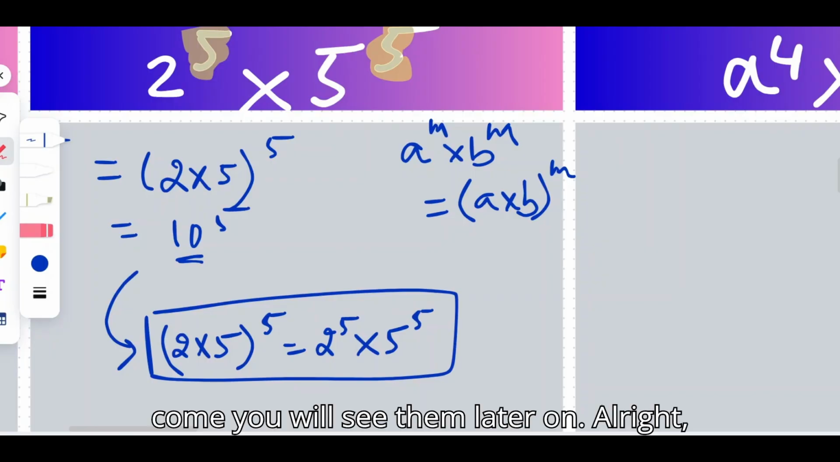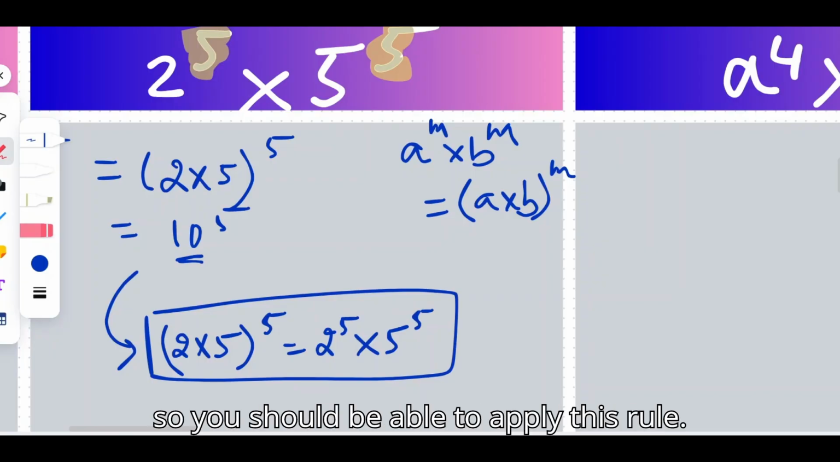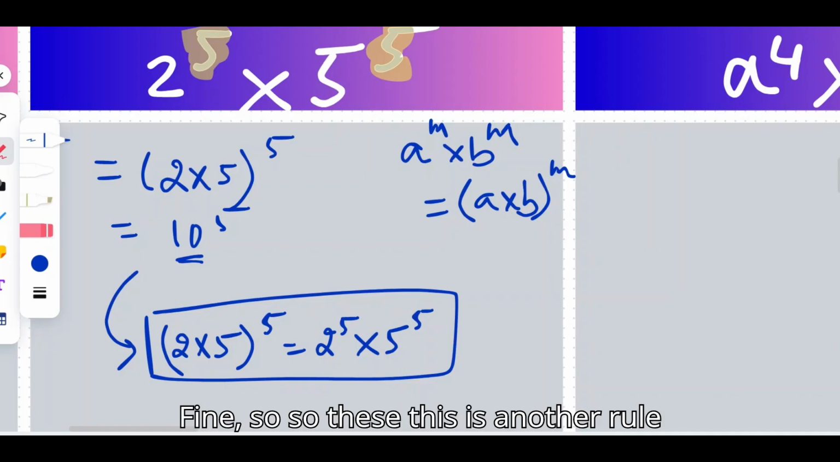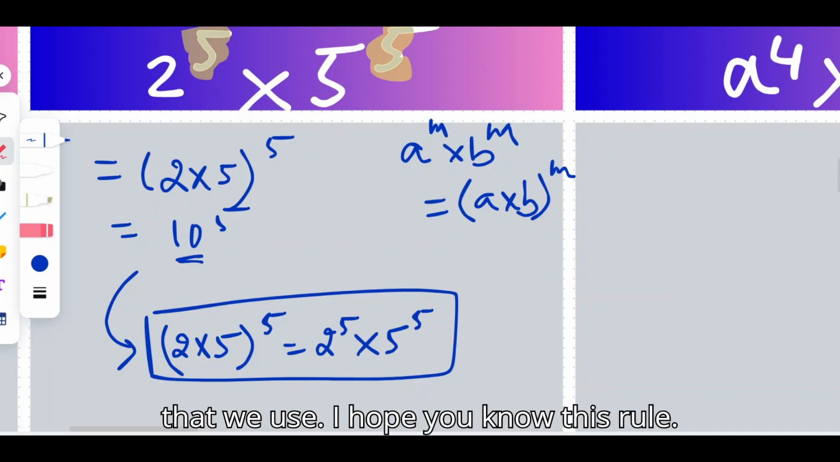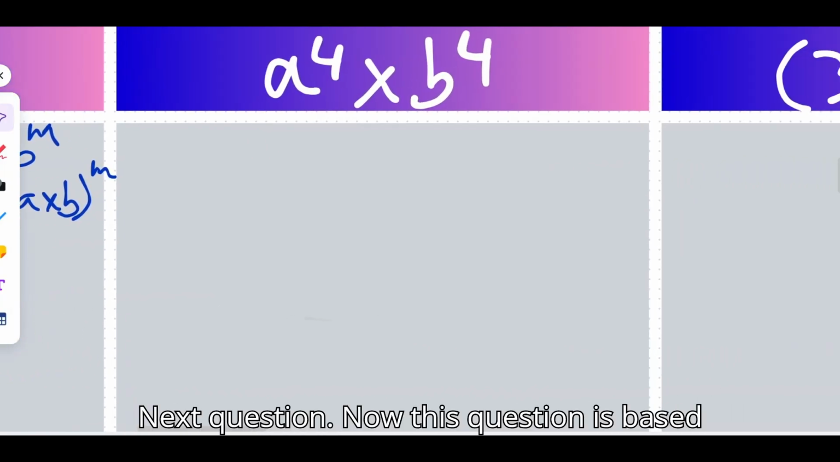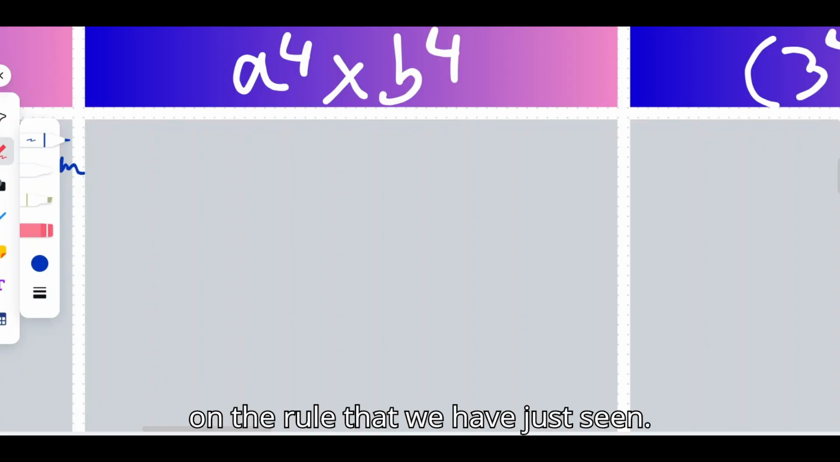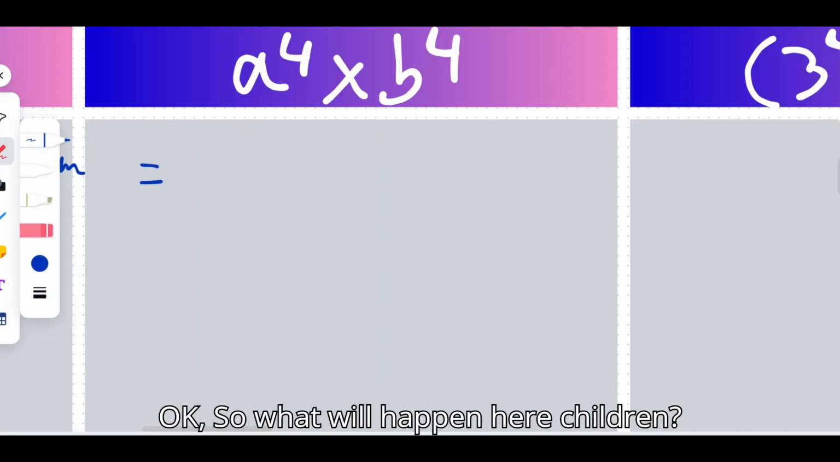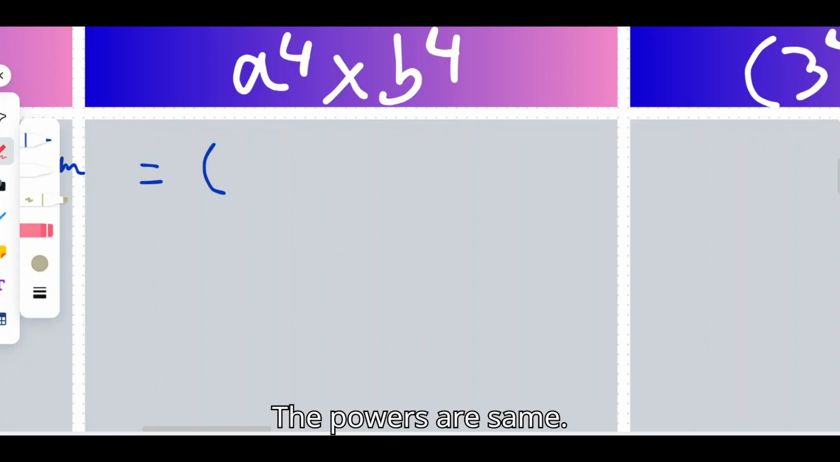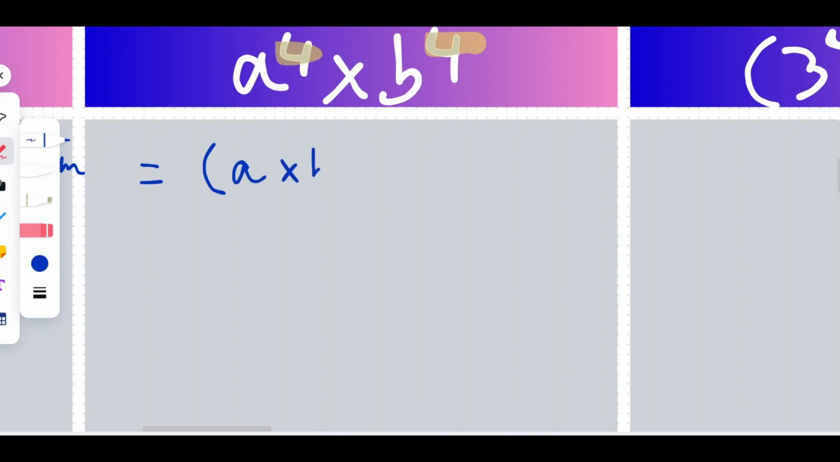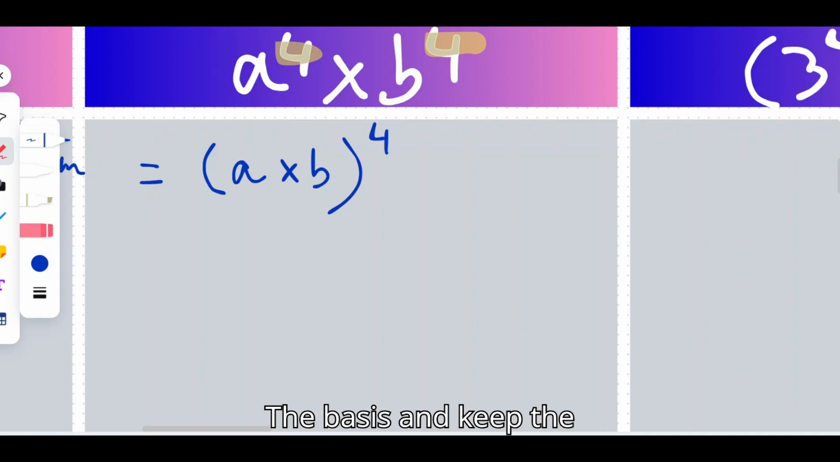All right, so you should be able to apply this rule. Fine. So this is another rule that we use. I hope you know this rule. Next question. Now this question is based on the rule that we have just seen. So what will happen here, children? The powers are same. So we will multiply the bases and keep the power same.